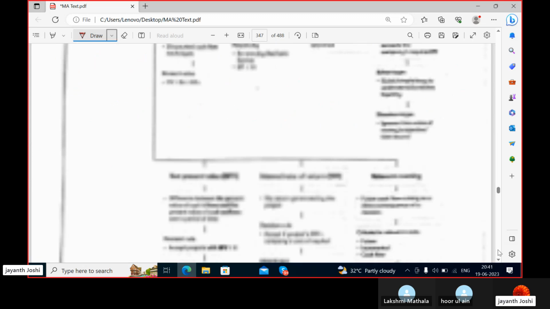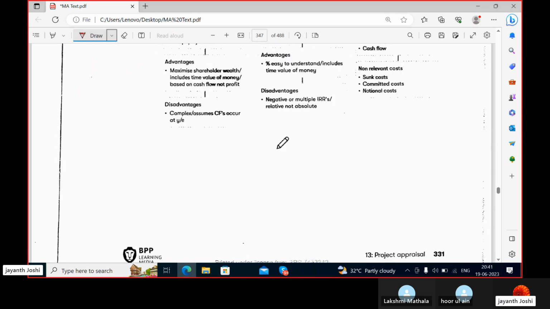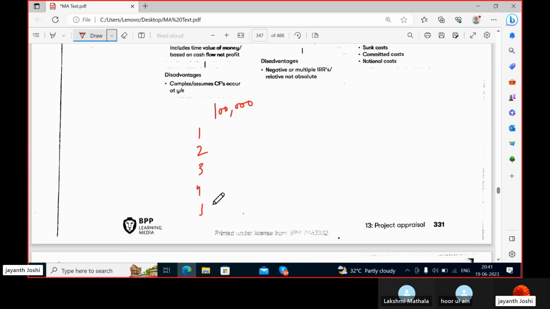Okay, so let's wind up this concept now. 100,000 is what you invested. 1, 2, 3, 4, 5 years. 10,000, 20,000, 30,000, 40,000, 50,000. Let's take the discount factor 12% because that is what our IRR was in the question. So I'm writing the discount factors here.